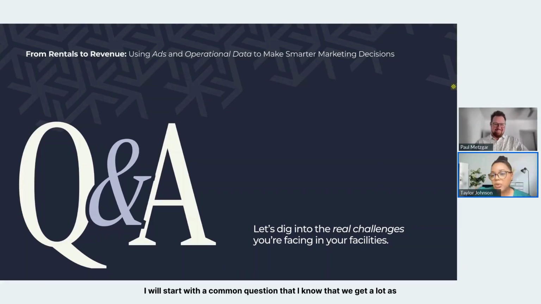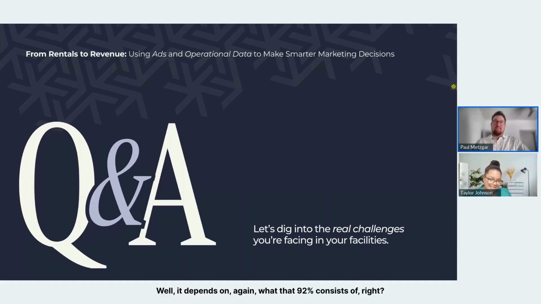I will start with the common question that I know that we get a lot as marketers, which is, if you are already at high occupancy, say you've already reached 92% and you've been there for a really long time, should you be running ads? Well, it depends on what that 92% consists of, right? Looking at your revenue, looking at those unit pricing lists gives us a really clear idea as far as the type of revenue that's available for us to capture. So if you're in a larger facility, you could still have quite a bit of revenue left on the table. If you're in a smaller facility and maybe only have 1 or 2 units left, again, it's just going to depend on what your goals are.